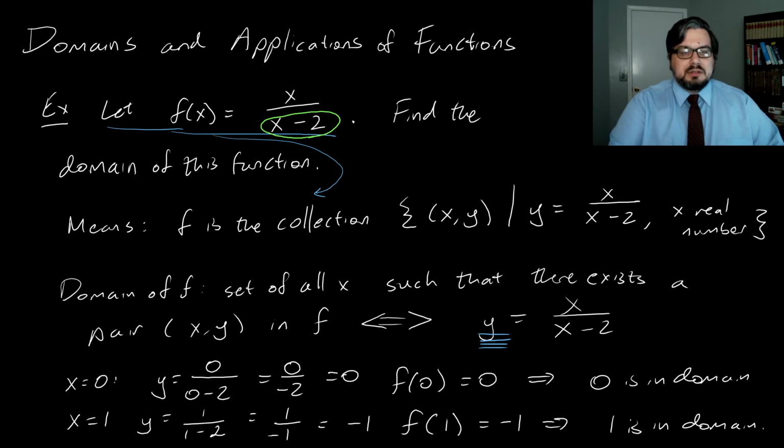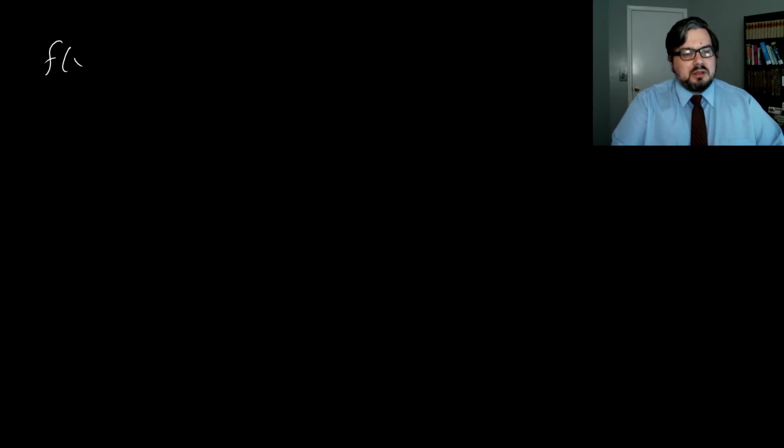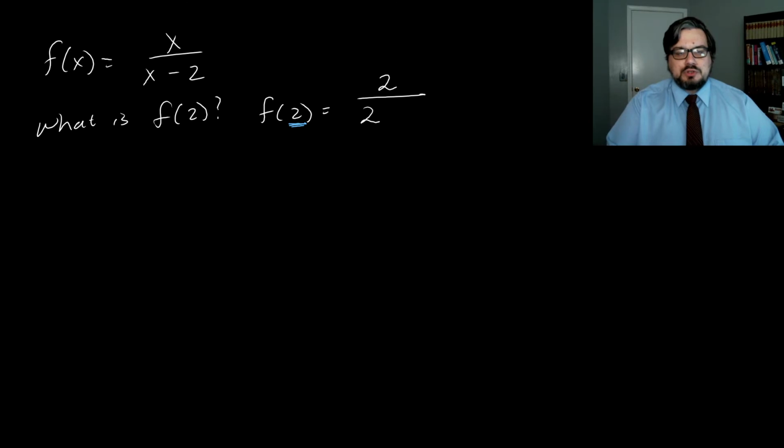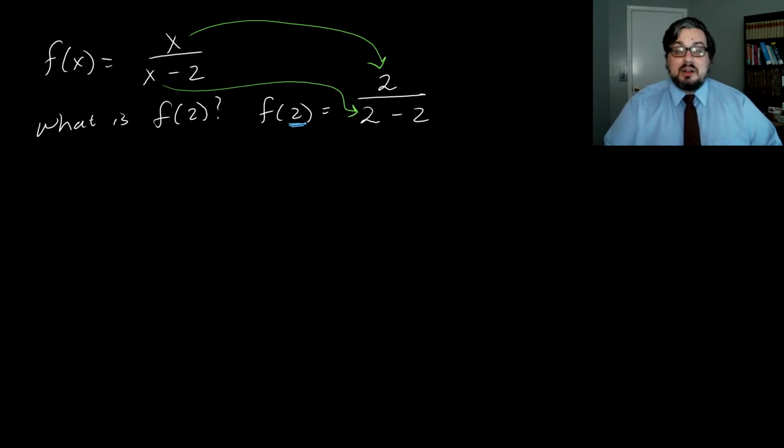So let's get a new page. We're looking at this function, f of x equals x over x minus 2. Now, what if we try to ask, what is f of 2? Well, we would try plugging 2 in. We would try evaluating this function at 2, and we would write 2 over 2 minus 2. So here we've plugged in 2 for x and gotten our expression. Well, that'll give us 2 over 0, which is undefined.